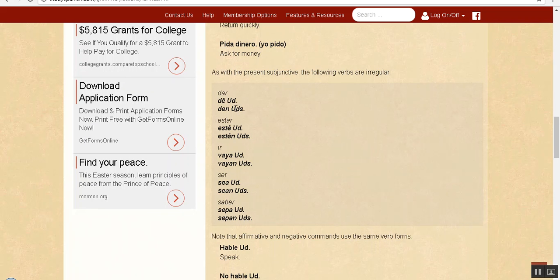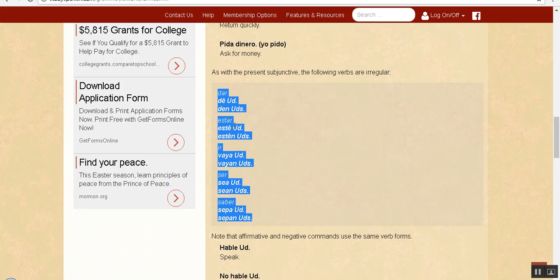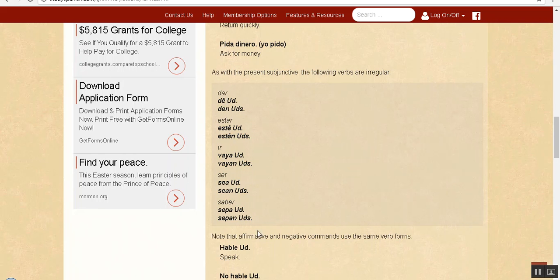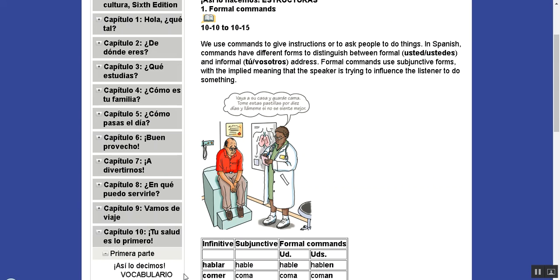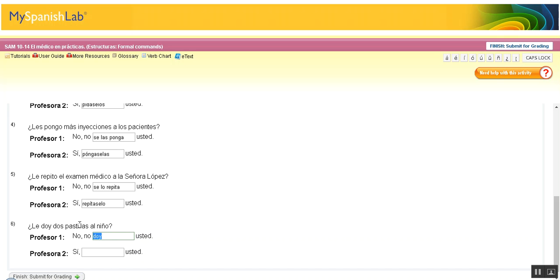Okay, so I'm just looking in studyspanish.com, and they give you here are your irregulars. So the irregular form of dar is de. So I would put de. So no. Who are you not giving them to? The niño, which would be le, las. You cannot have le, las, so you have to change it to se, and then you want to add it to the end for the affirmatives.